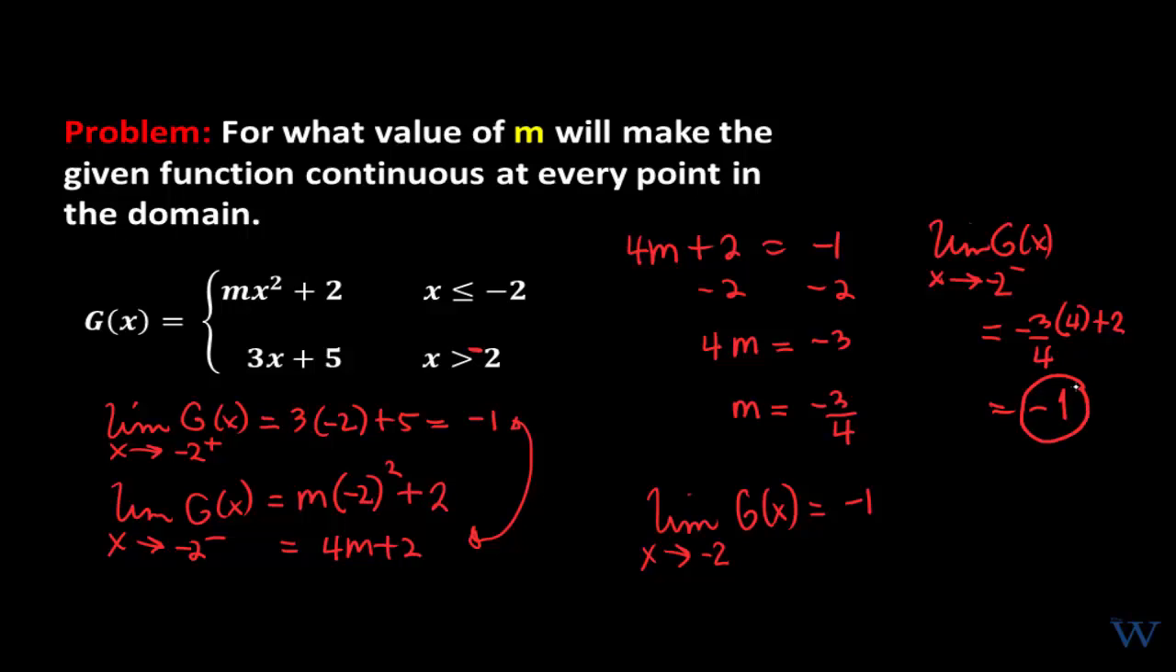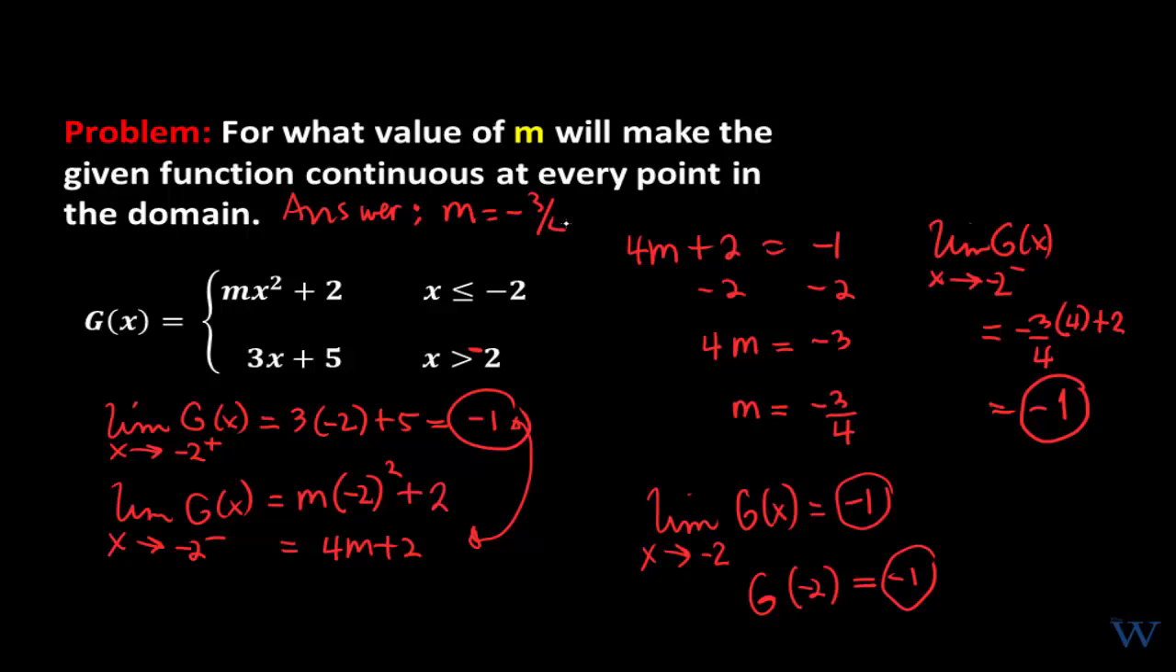You see how these two match up? Then that's why the limit of g of x as x approaches -2 from the left and from the right is equal to -1. And what is g of -2? Well, it turns out we just plug it in here because that's where we have the equal sign for x equal to -2, and it's -1. So the question is, for what value of m will make the given function continuous? The answer is when m is equal to -3 over 4.